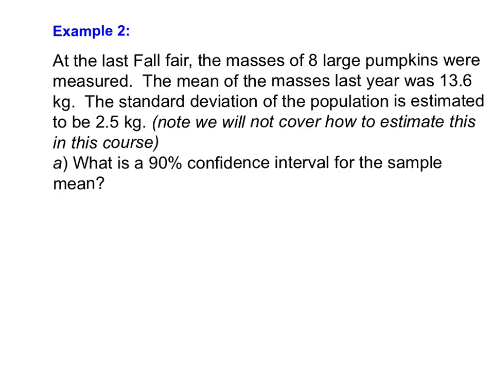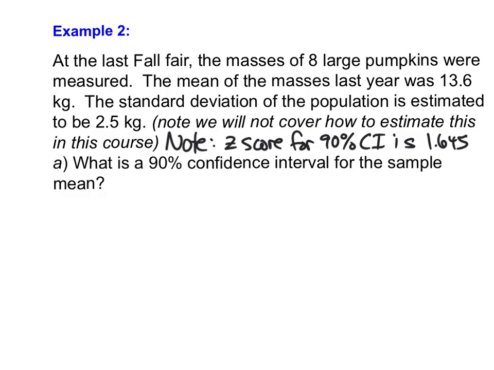So what the heck does all that mean? Let's put it into practice. At the last fall fair, the masses of 8 large pumpkins were measured. The mean of the masses last year was 13.6 kilograms. The standard deviation of the population is estimated to be 2.5 kilograms. We will not cover how to estimate this in the course, you'll be given it. So what is a 90% confidence interval for the sample mean? Remember that the Z score for a 90% confidence interval is 1.645. We just had that on the last page.